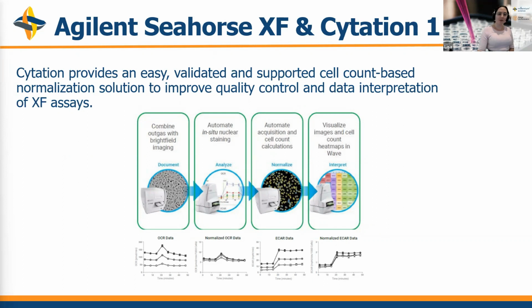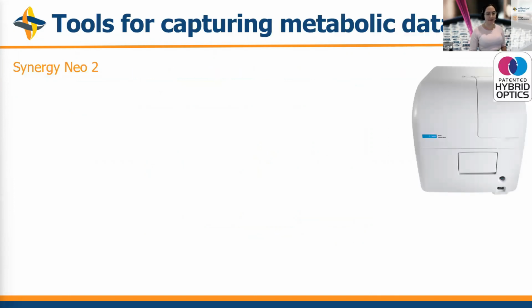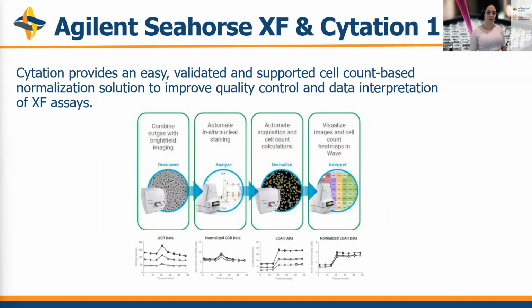interpretation. At the bottom of the screen with this data here, we can see the raw data, and this is your SKOV3 cells. And they were plated at 10, 20, and 30,000 cells per well. We have the raw OCR and ECAR, and we're looking at the change following the injection of oligomycin and FCCP. And by normalizing the data, we can see we have very nice, consistent results.